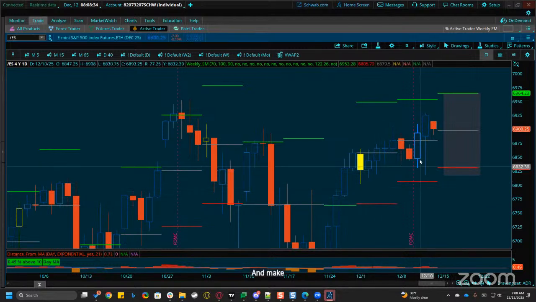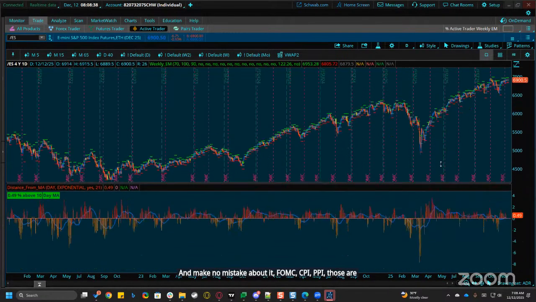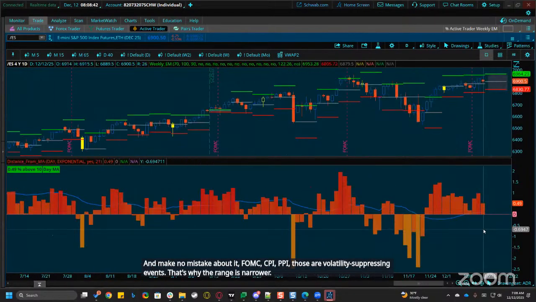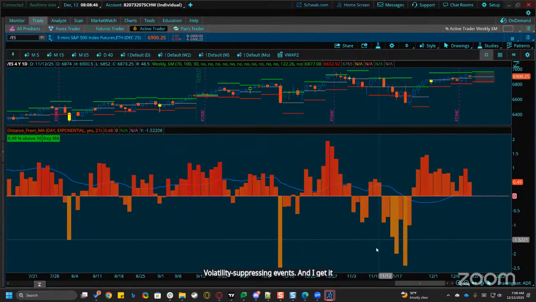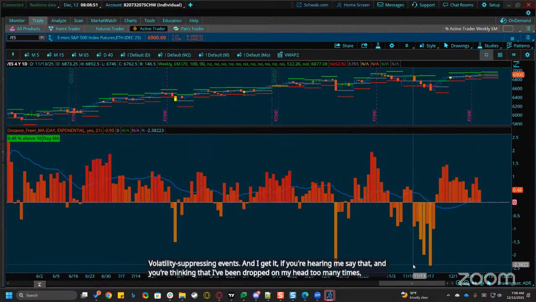And make no mistake about it, FOMC, CPI, PPI, those are volatility suppressing events. That's why the range is narrower. Volatility suppressing events. And I get it. If you're hearing me say that and you're thinking that I've been dropped on my head too many times, the first time I heard somebody say that FOMC was volatility suppressing, I thought the same thing. What are you, nuts? Have you not seen price move during FOMC?